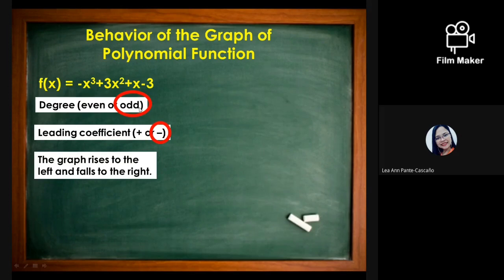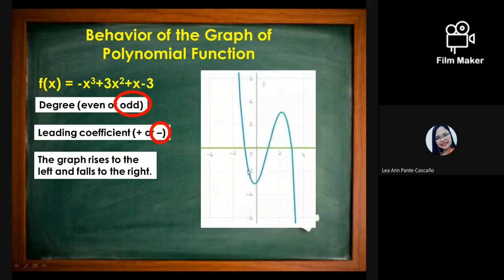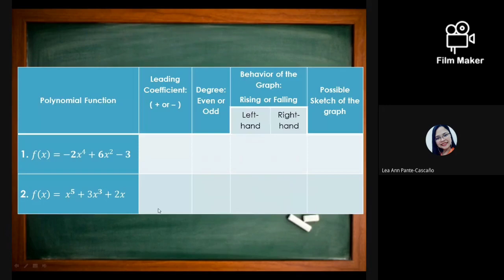Kabaliktaran naman kanina. Kung kanina, odd, positive, nag-rise naman siya sa right, nag-fall sa left. Dito naman baliktad. Nag-rise naman siya sa left at nag-fall naman siya sa right. Check natin. So this is now the graph. It rises to the left but falls to the right. Okay? So you need to remember that.